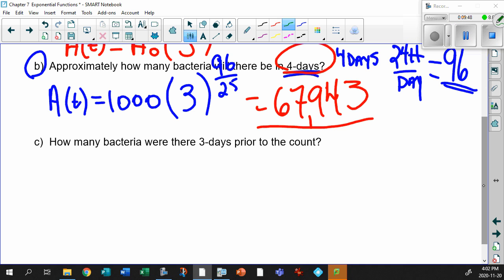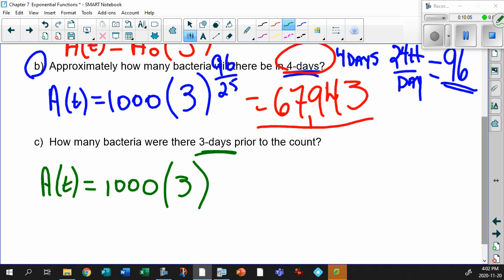How many bacteria are there 3 days prior to the count? What? Use the same formula. A is a function of time. You have 1,000 bacteria. It triples, right, in 3 days prior, which means before you started with this 1,000. So obviously there's going to be a whole heck of a lot less. But how much less? Well, think about it.